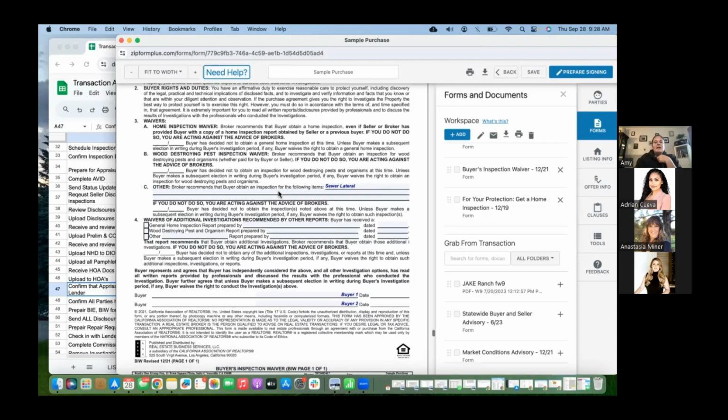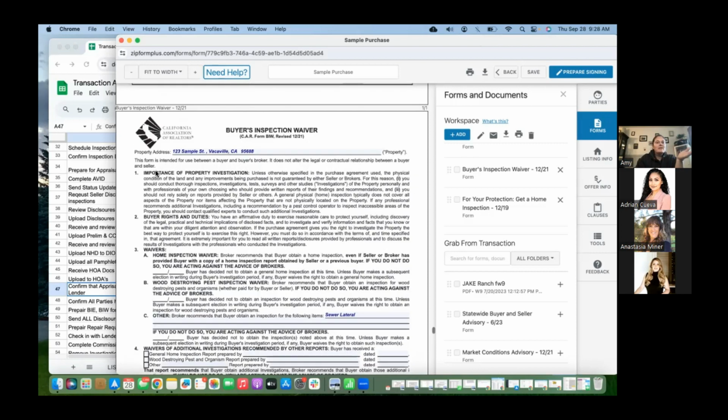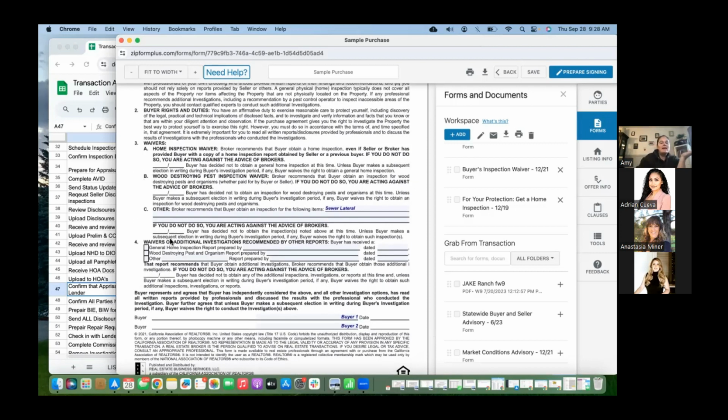Okay. If there were additional investigations recommended by other reports, then you've got section 4 down here. Buyer has received, so you may have more than one of these in the inspection or in the form, or you may send it back out for a secondary signature or initial in section 4, because section 4 is waivers of additional inspections recommended by other reports.